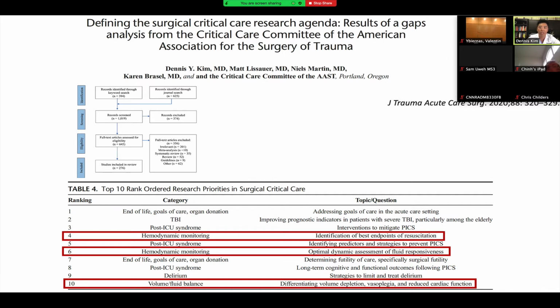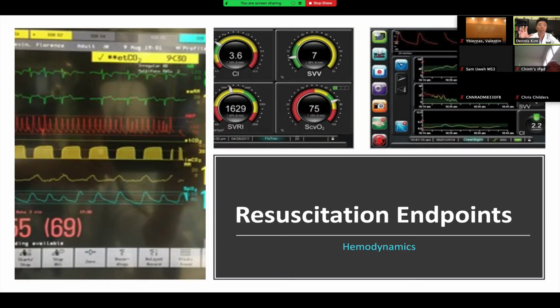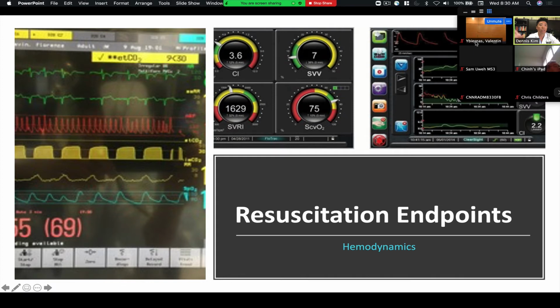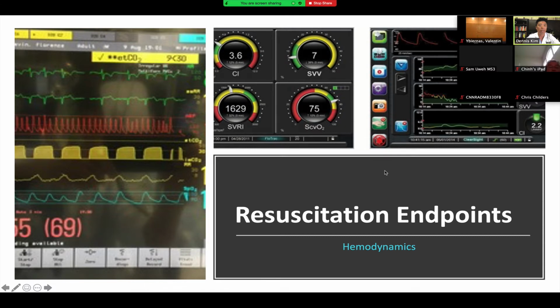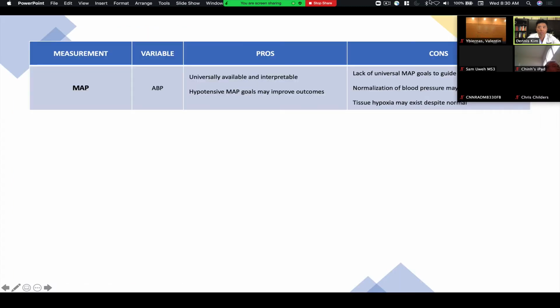But I just bring up this study because, well, number 1, I authored it. And then number 2, and perhaps more importantly, we still have ongoing issues in terms of figuring out what the best endpoints are and when we can start de-resuscitating patients. So I think the vast majority of the talk is now going to center in on the hemodynamic assessment and specific endpoints of resuscitation when it comes to hemodynamics. And then we'll spend a little bit of time talking about biomarkers as well as regional endpoints as well. So let's go through it.